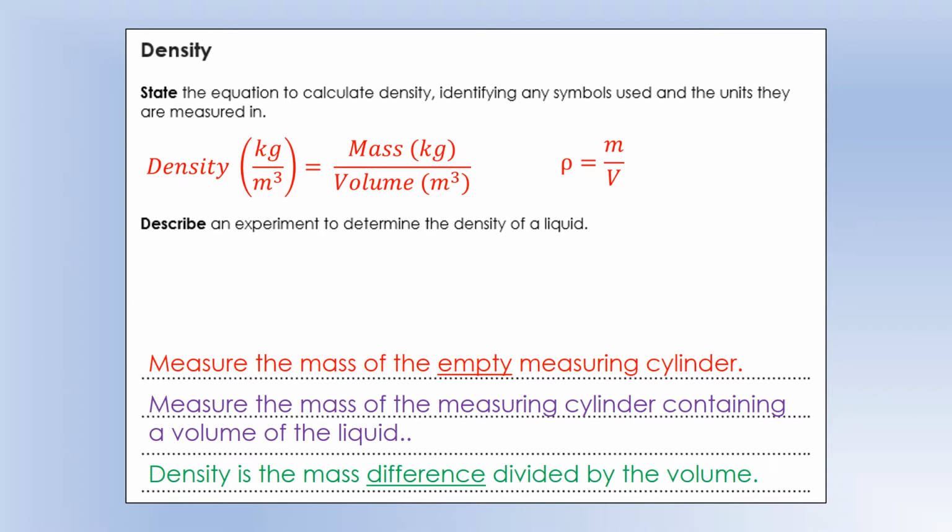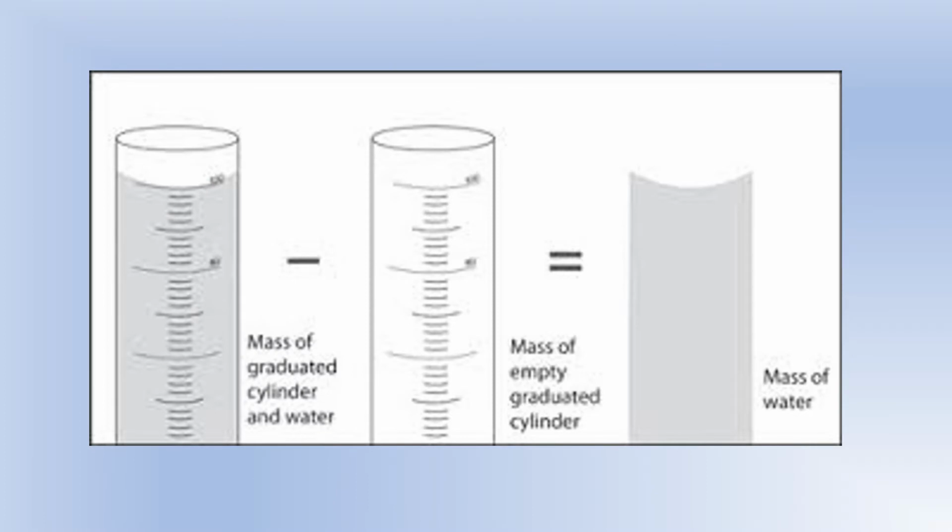And then we can get the density using the mass difference, so the difference between the full and the empty cylinder divided by the volume of the liquid there. So we've got a diagram to basically illustrate how that works. So we've got the full measuring cylinder on the left that we'd measure the mass of using a mass balance. We've got the empty one in the middle that we'd measure using a mass balance. If we find the difference between their masses, that should be the mass of the water or whatever liquid we used.